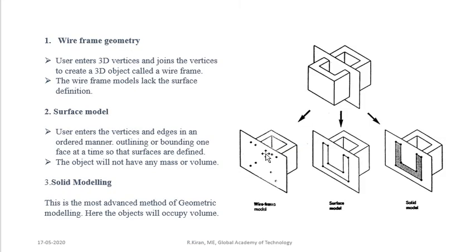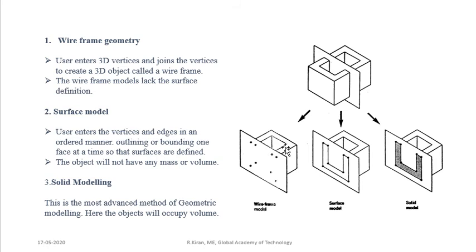Once we design the component, how is it represented? It can be represented with the help of wireframe geometry, surface modeling, or solid modeling. Here we see a sketch of one particular component, wherein we depict this component using a wireframe as well as a surface model and a solid model.